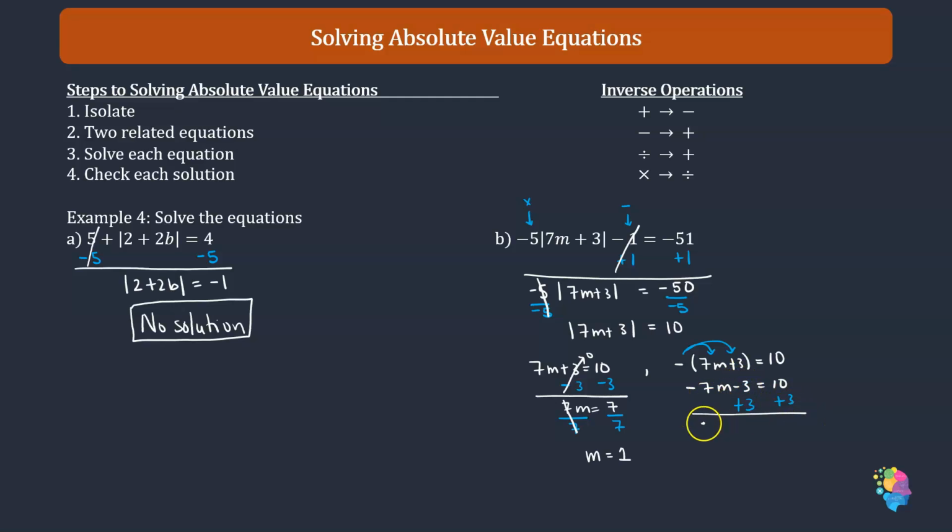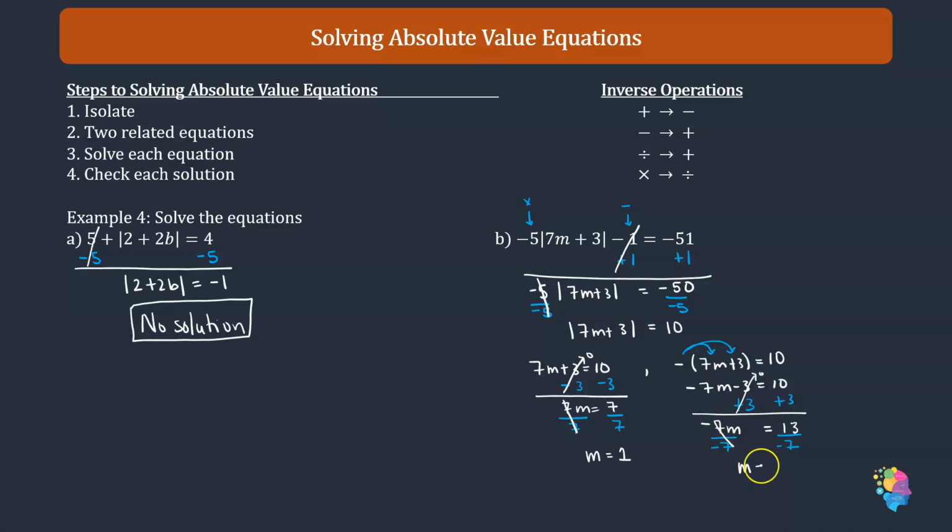This leaves us with -7m. 3 minus 3 goes to 0. And on the right side, this is a 13. One more step. Let's divide by -7. Don't lose the negative. This is 1m or just m.